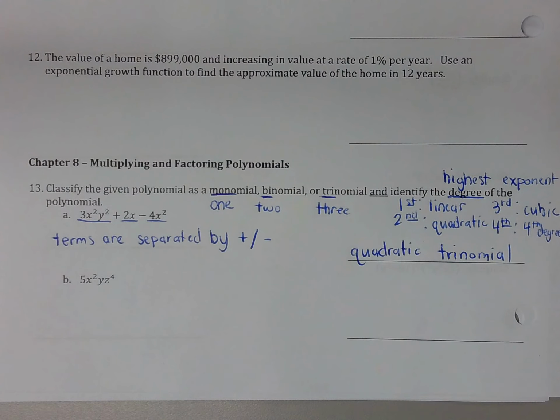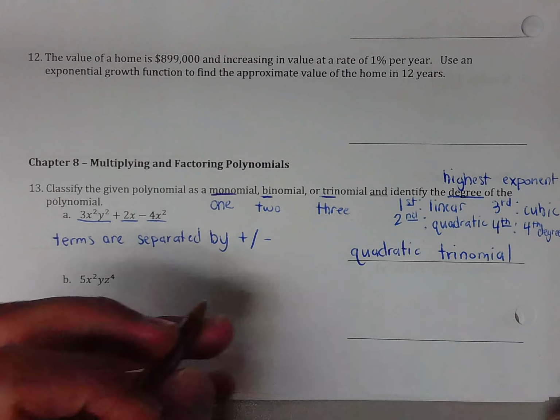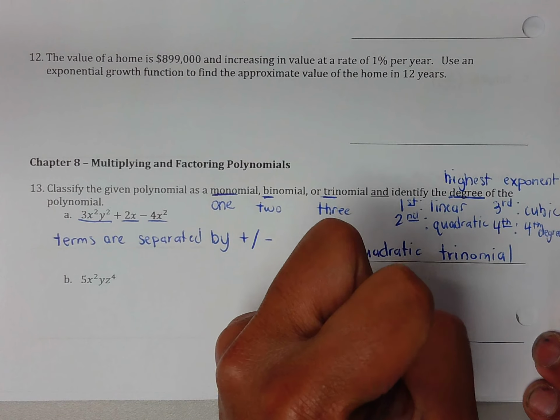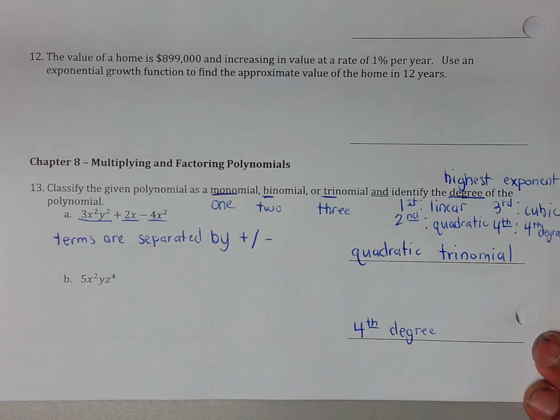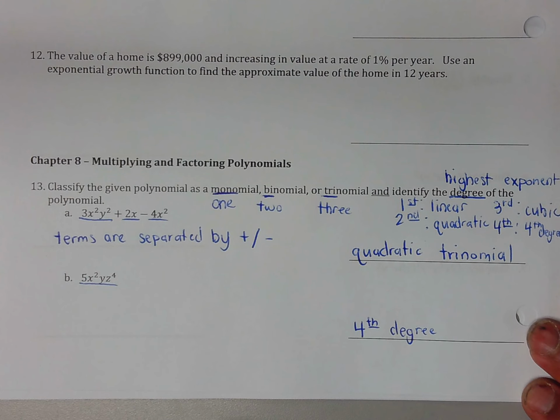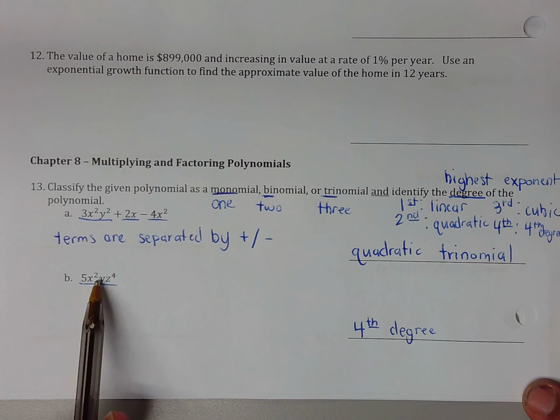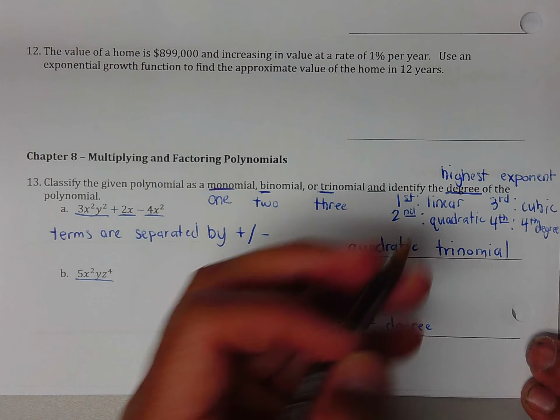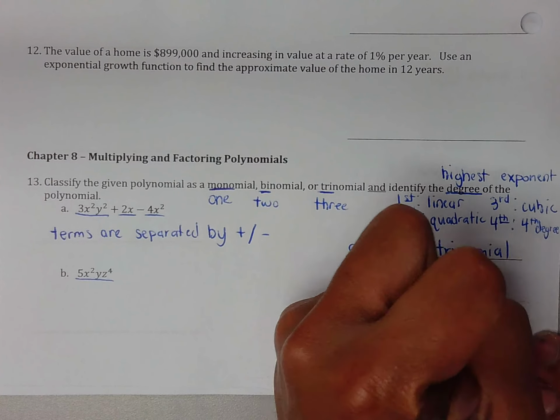All right, letter B. So identifying the highest exponent, that'll be fourth. So we say it's a fourth degree. And then here, there's no plus or minus. It's all multiplication. So this is all just one term. All of that is considered one term. If you guys are thinking of maybe factors, factors are separated by multiplication. So there would be 1, 2, 3, 4 separate factors. But here, there's just one term. So fourth degree monomial.